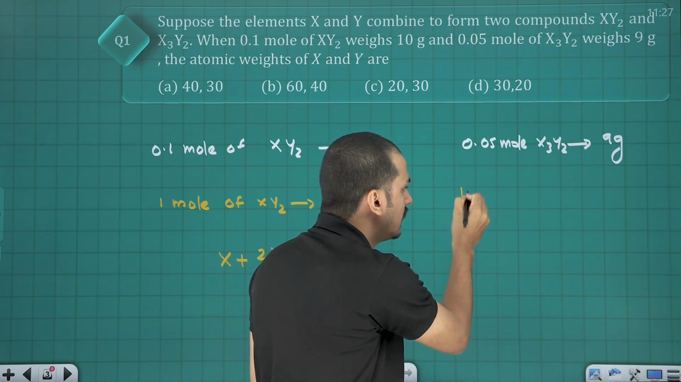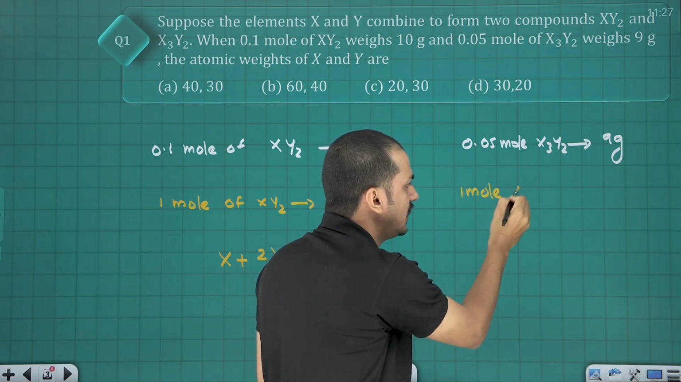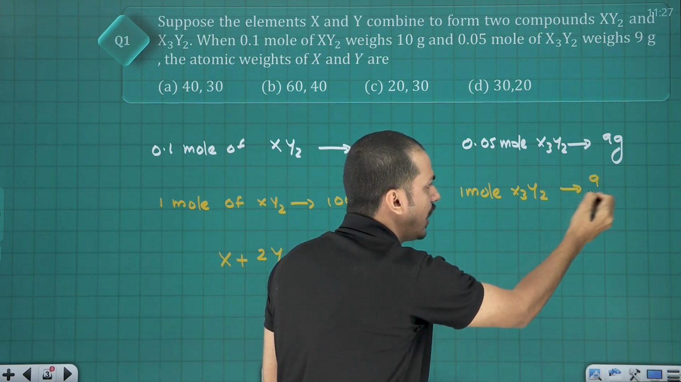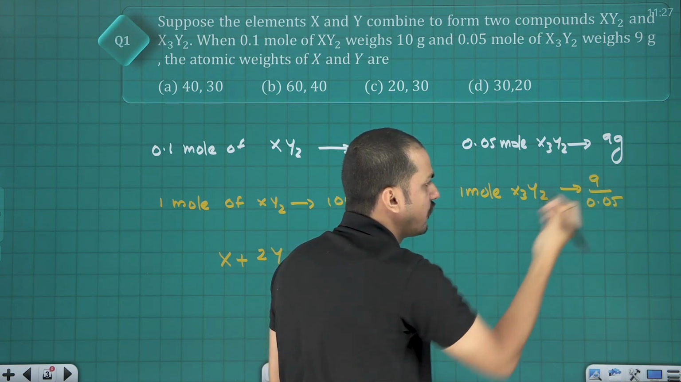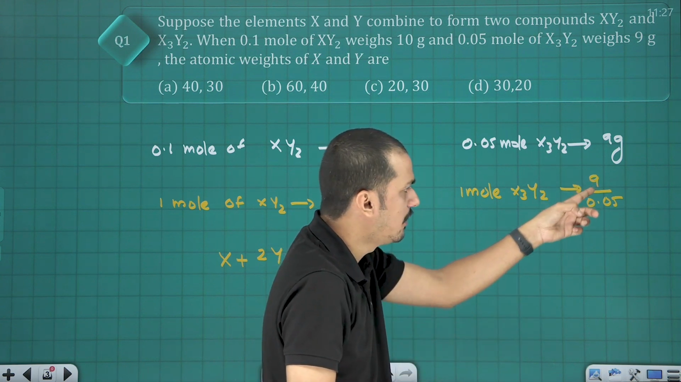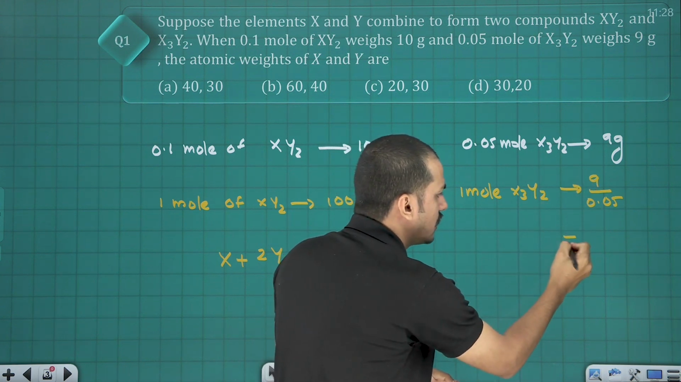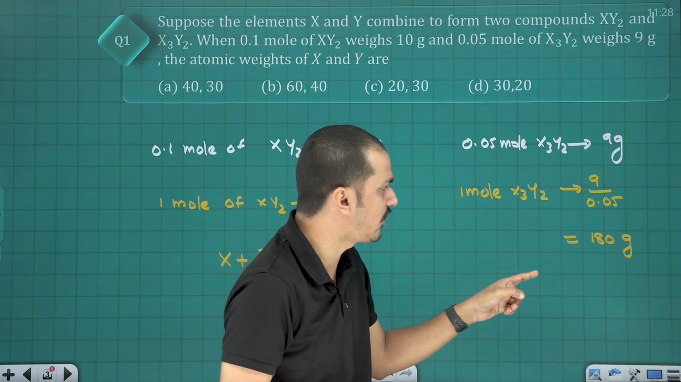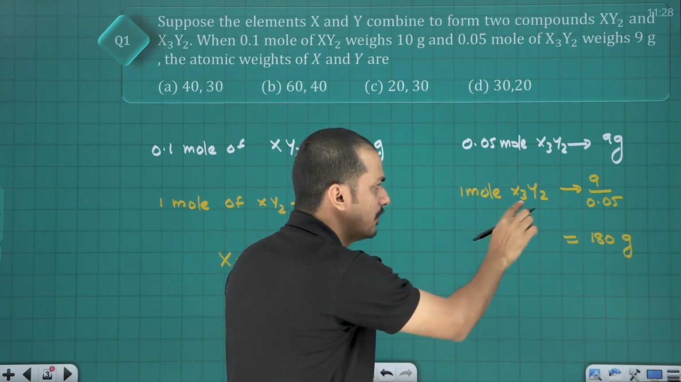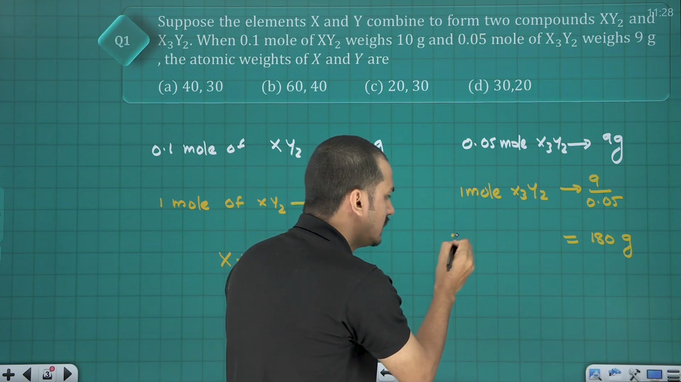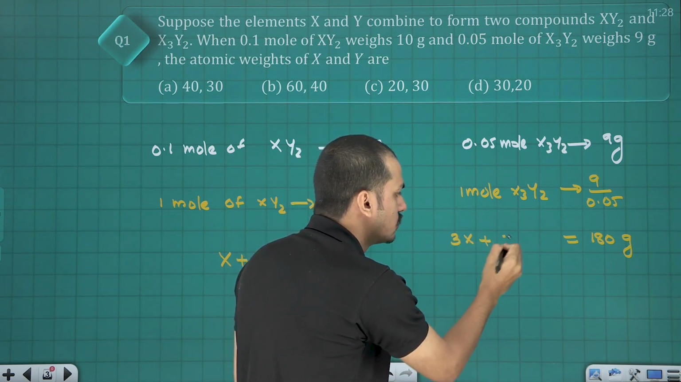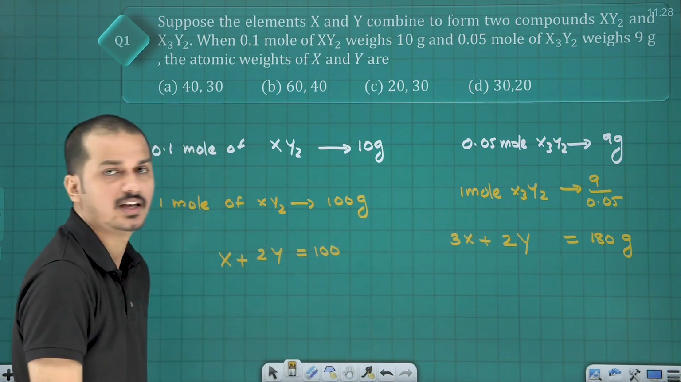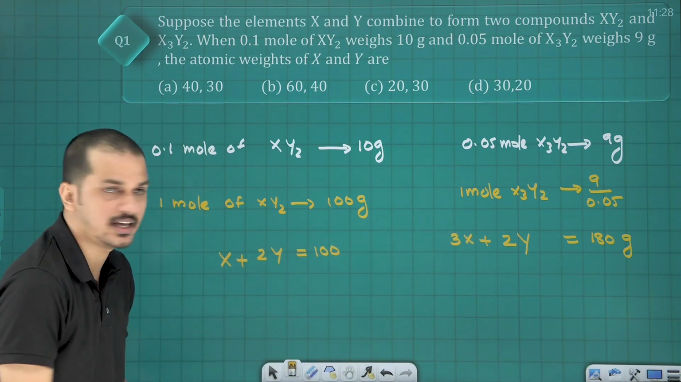Meaning, 1 mole of X3Y2 means 9 divided by 0.05. 9 divided by 0.05 is equal to 180 gram. So 1 mole of X3Y2 means 3x plus 2y is equal to 180, and x plus 2y is 100.